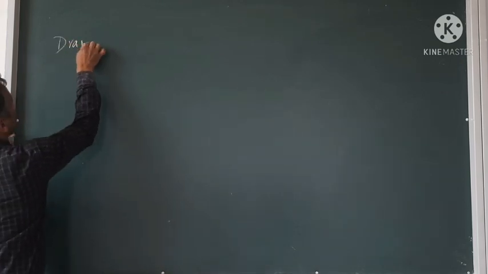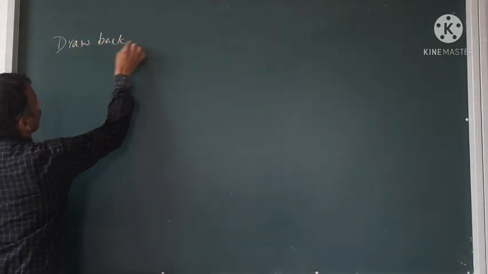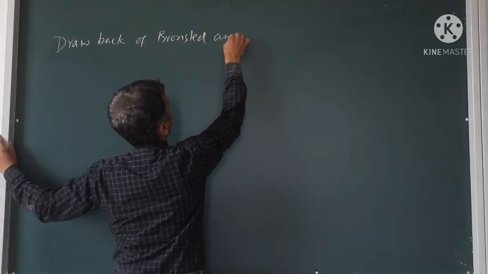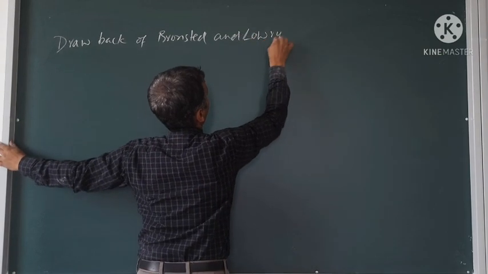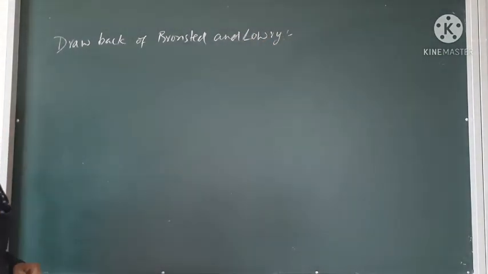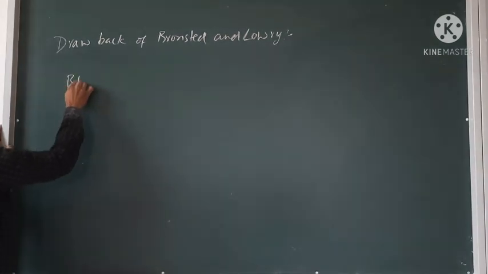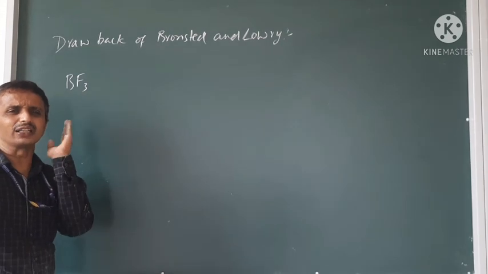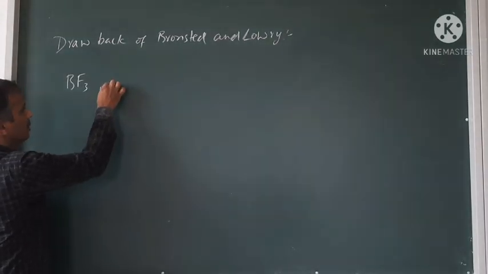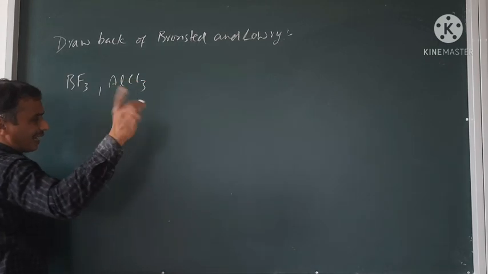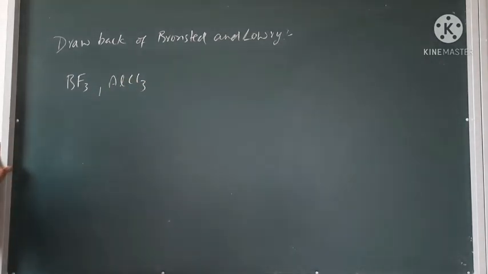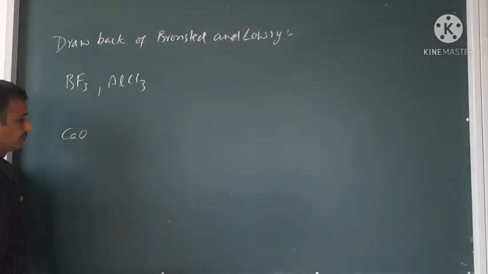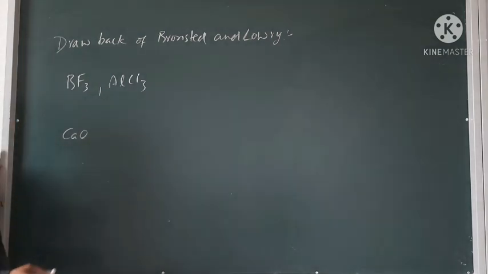Drawbacks of the Bronsted and Lowry concept of acid base theory. First one is BF3. Why is it an acid? I cannot explain, because it will not donate any proton. AlCl3. Why is it an acid? I cannot. CaO. Why is it a base? I cannot. So certain drawbacks are also there.